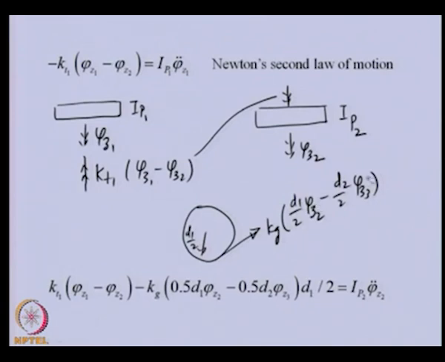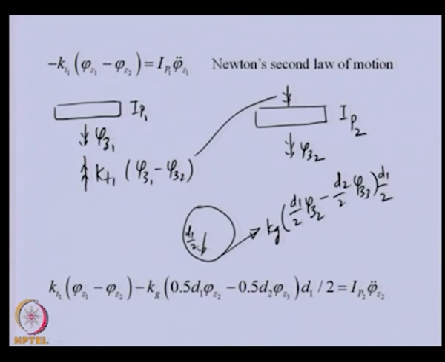So, basically within the bracket term is the actual extension of the spring at the contact point. This is the force, and the torque will be obtained if we multiply by d1 by 2. So, this will give us the torque which will be acting on gear 1. This is the force of the linear spring into d1 by 2, which gives the torque.